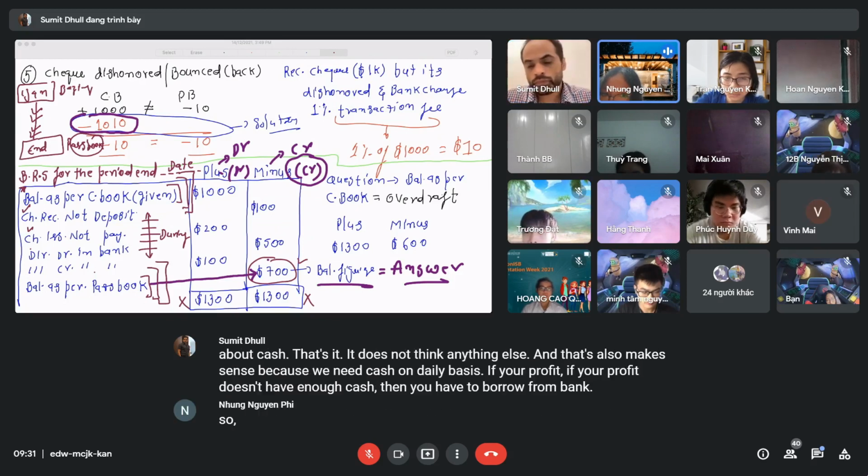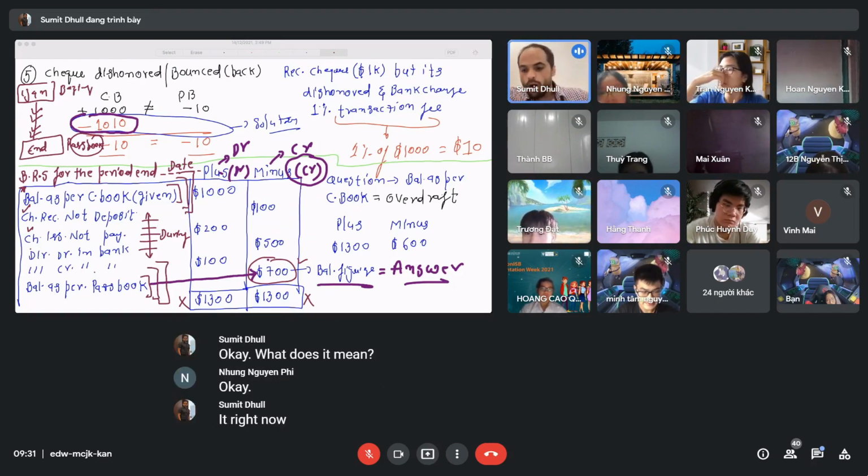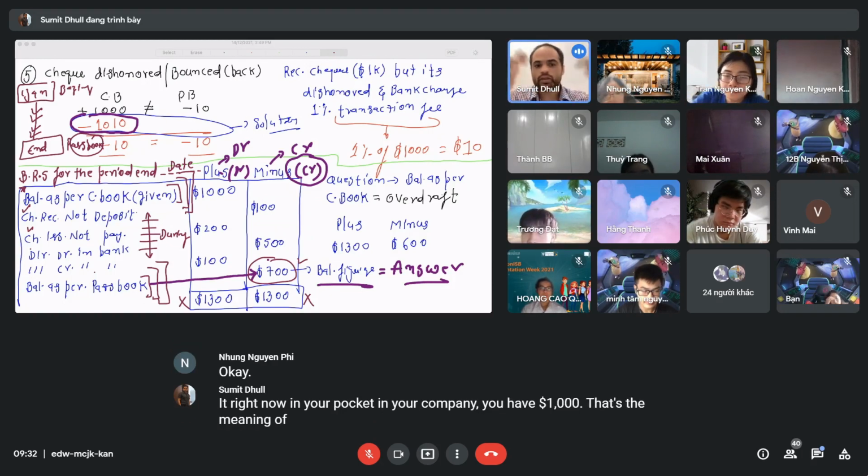So this $1,000 here is a cash in, right? Yes, this is the money in right now. What does it mean? It means right now, in your pocket, in your company, you have $1,000. That's the meaning of having $1,000 in the beginning of the period.